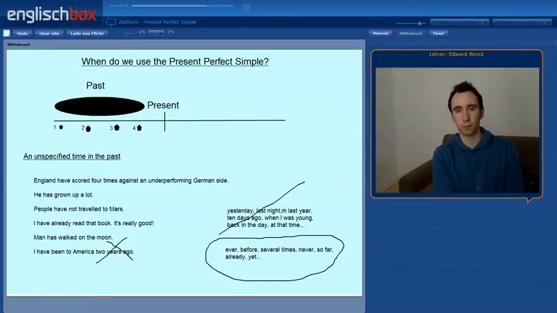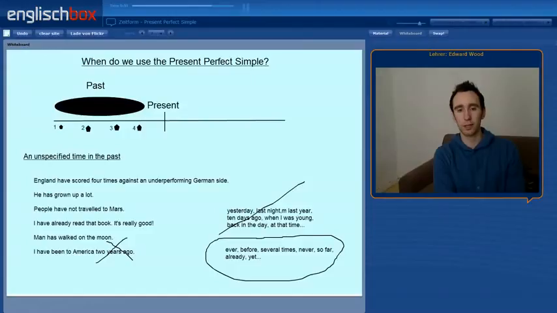In sentences with the present perfect simple, we can use adverbs such as those circled in the bottom right hand corner, such as ever, before, several times, never, so far, already, and yet. Notice these different adverbs do not specify one particular time. They only demonstrate or suggest that the action has happened in the past.